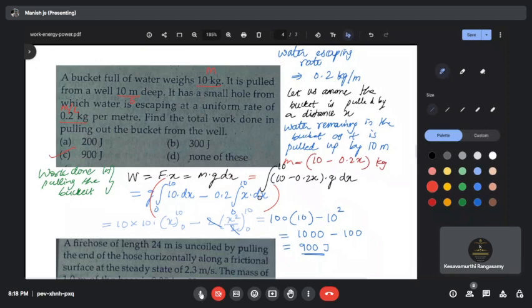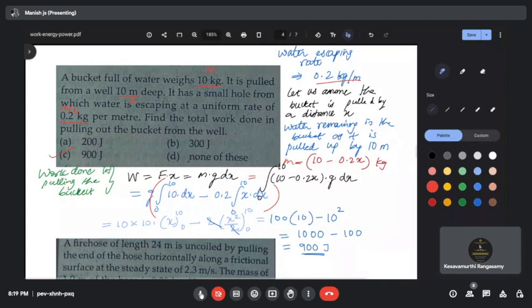Because water is escaping from the bucket at the rate of 0.2 kilograms per meter, as you pull by some distance x, the water that remains in the bucket is going to be 10 minus 0.2x. This is the mass that would remain as you're pulling the bucket upwards by some distance x. So you need to write mass as a function of the distance that you're pulling it upwards. So m is equal to 10 minus 0.2x. That's the first step.